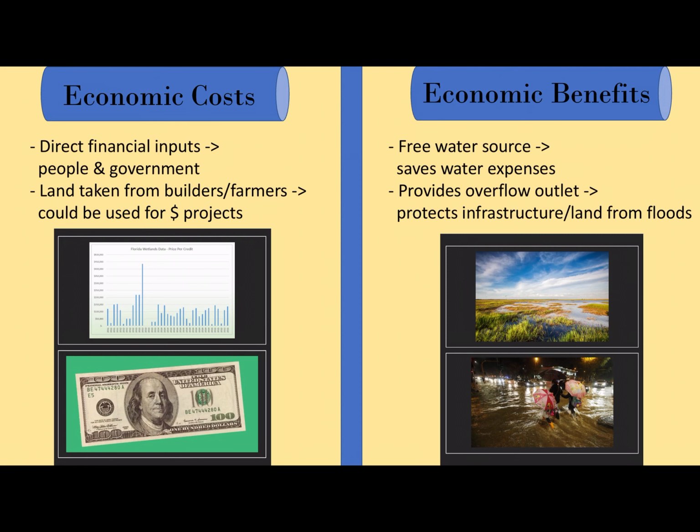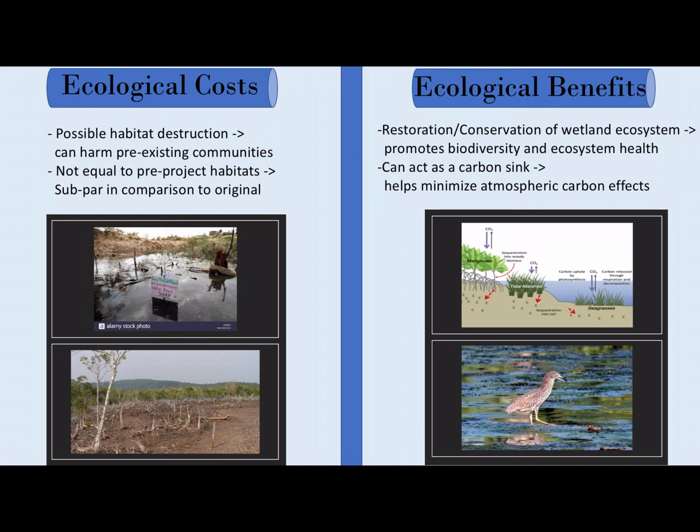The economic costs of creating a wetlands mitigation bank are quite simple. The cost of building one can range from $4,000 to $350,000 per acre, depending on the area where it is created, so expense can be an issue. As well, the wetlands bank takes up land that could be used for economic development, such as factories, apartments, and more. The economic benefits to a wetlands mitigation bank would be its free source of clean water, which saves the area the extreme cost of having to buy clean water from other areas. It can also save money from future possible overflows of waterways, as it will provide an outlet so it won't damage infrastructure.